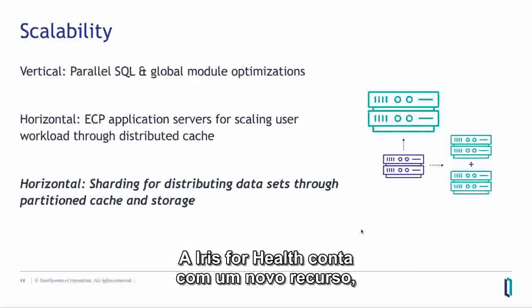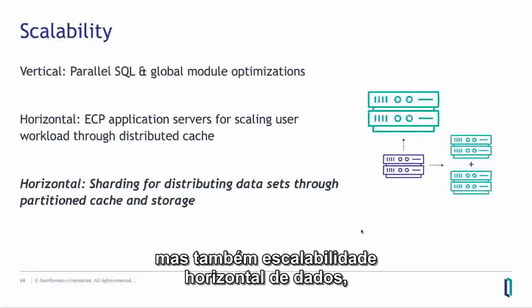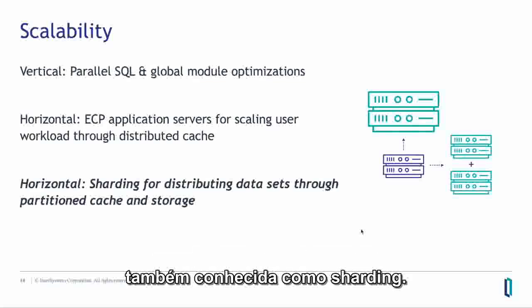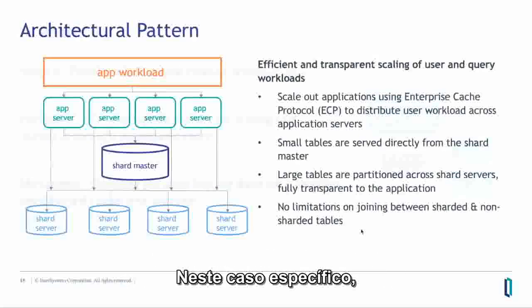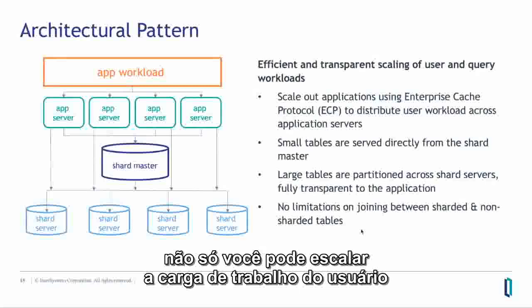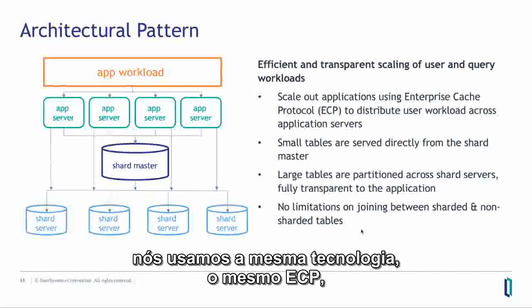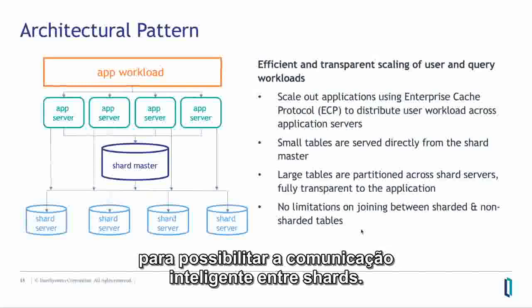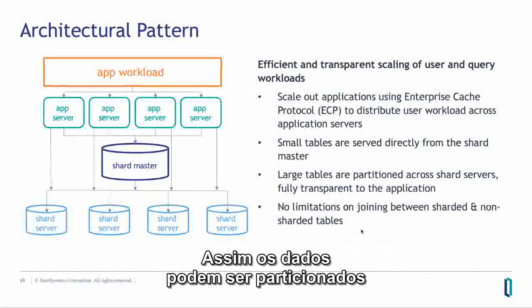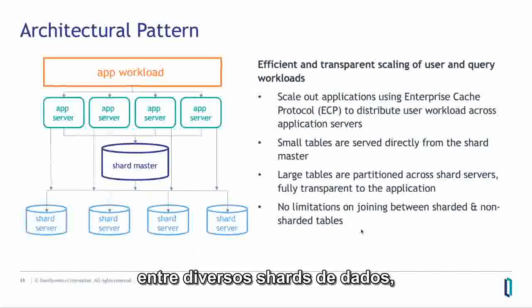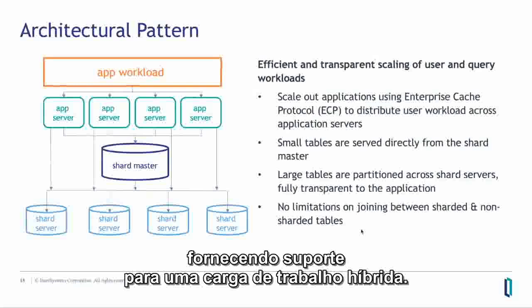Now, Iris for Health has a new feature in it. It's horizontal scalability, but for data, also known as sharding. So in this particular case, not only can you scale the user workload using enterprise cache protocol, we use the same technology, the same ECP, to enable what we call intelligent inter-shard communication, where the data can be partitioned amongst multiple data shards, providing the support for a hybrid kind of workload.